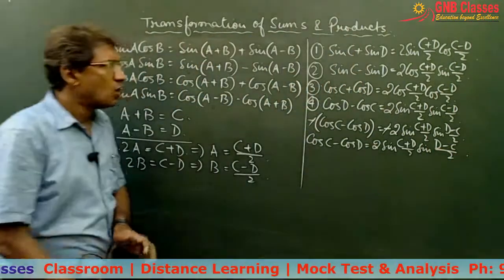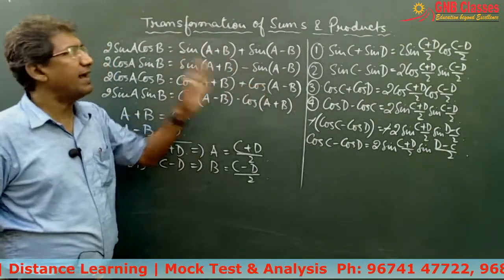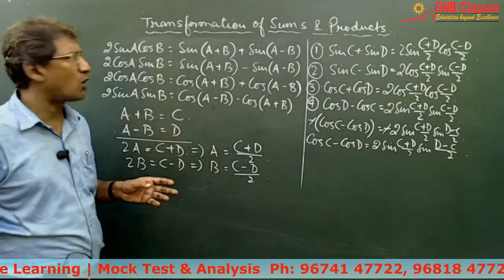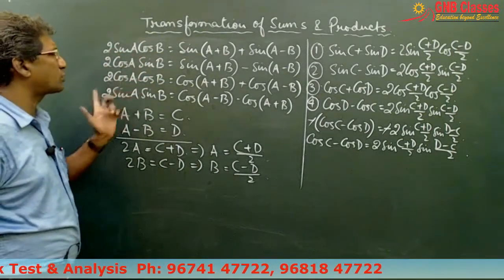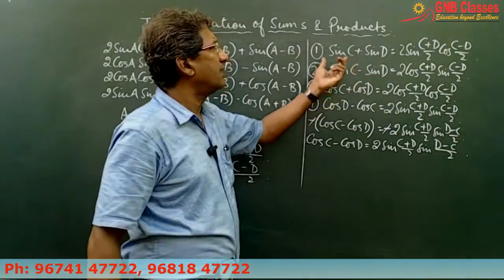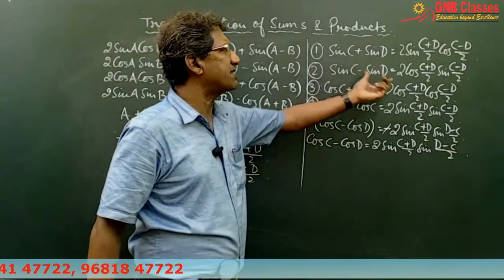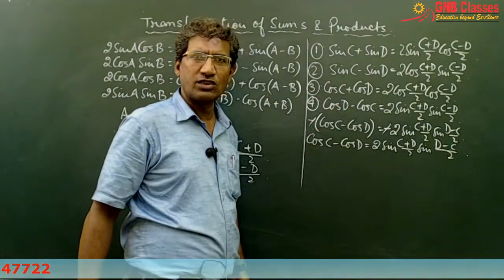Is it clear? So we have to remember 8 formulae in this chapter, transformation of sums and products. They are 2 sine A cos B, 2 cos A sine B, 2 cos A cos B, 2 sine A sine B. And moreover, we have to remember 4 more formulae, that is sine C plus sine D, sine C minus sine D, cos C plus cos D, and cos C minus cos D. Is it clear?